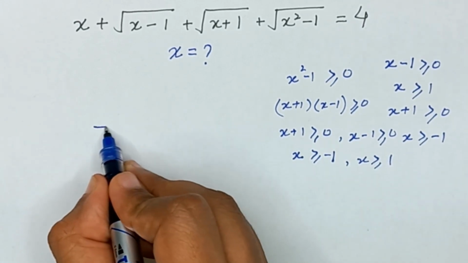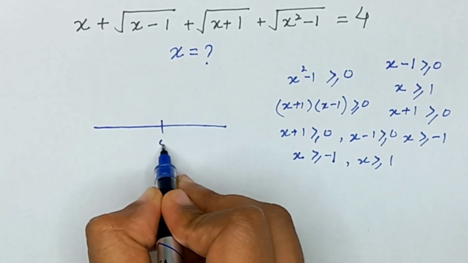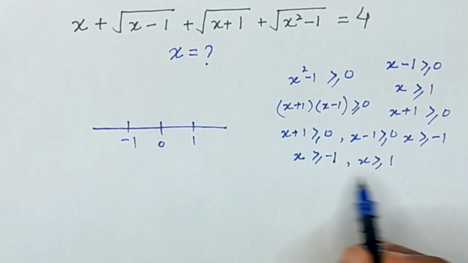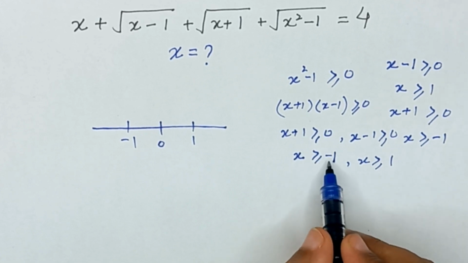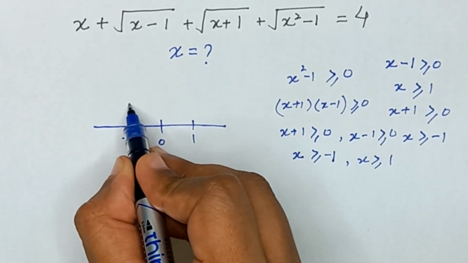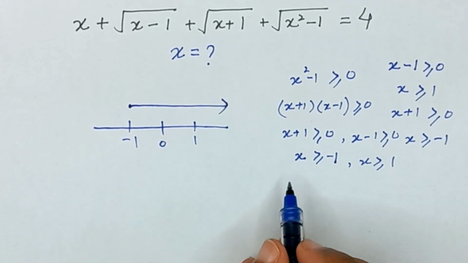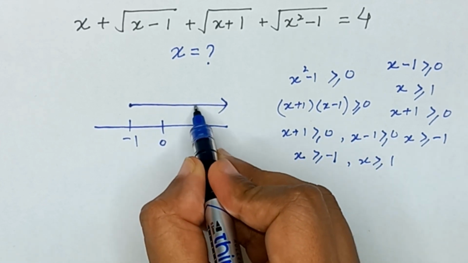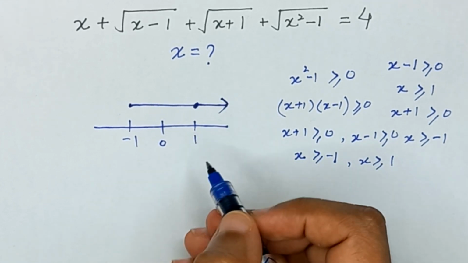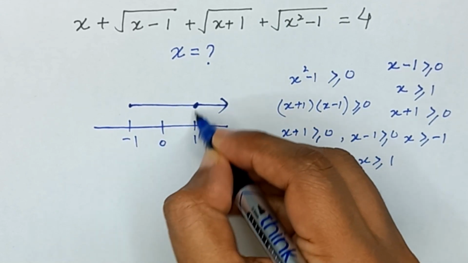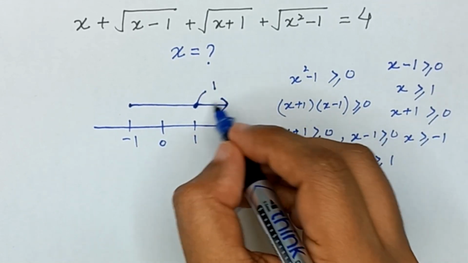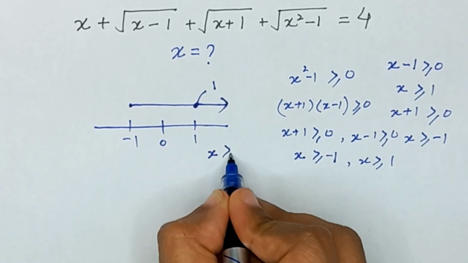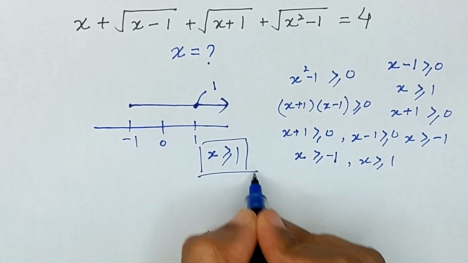If we draw it on a number line, it will be 0, positive 1, and negative 1. So from here x is greater than or equal to minus 1, so it will be like that. And x is greater than or equal to 1, so it will be this. Here we have the intersection point, which is 1. So its domain is 1. So the value of x must be greater than or equal to 1.